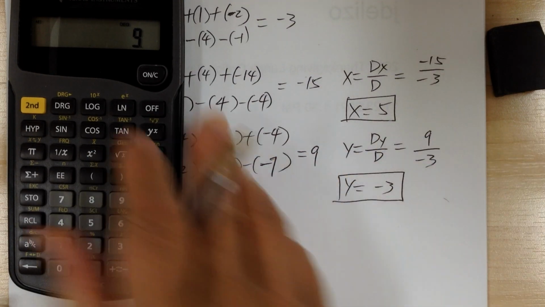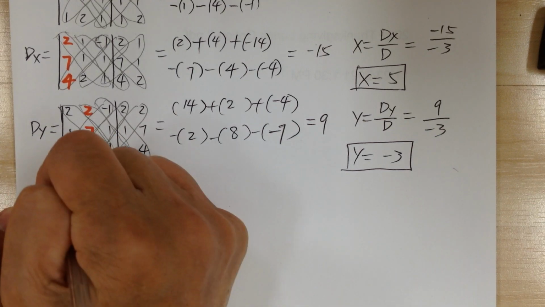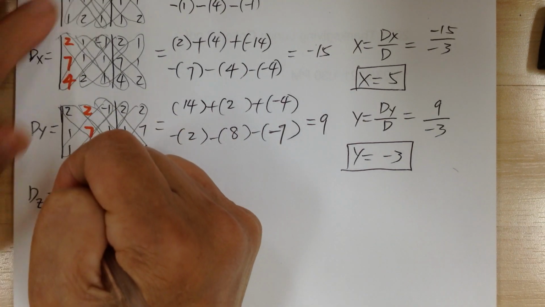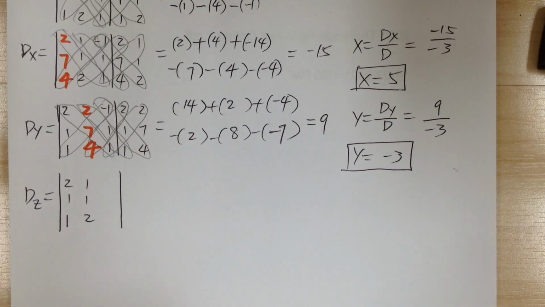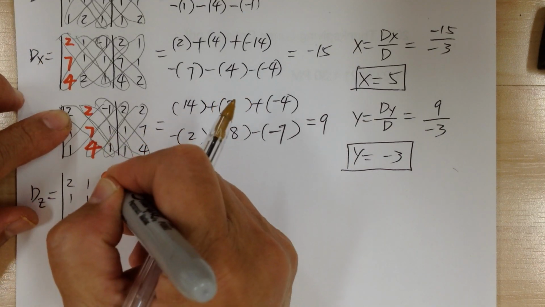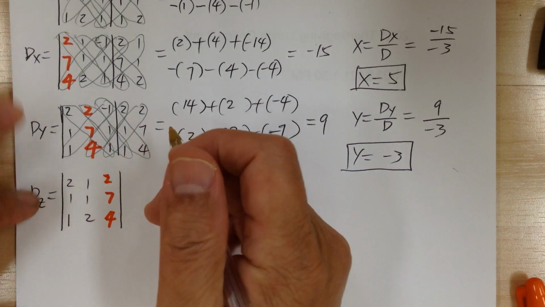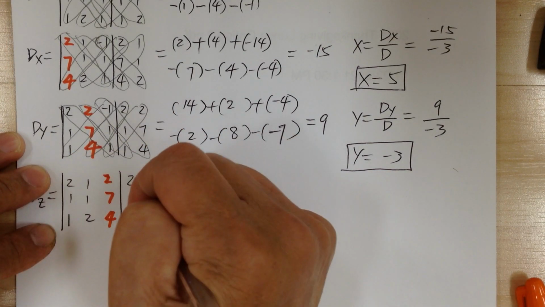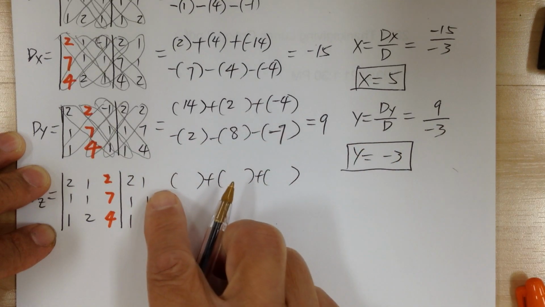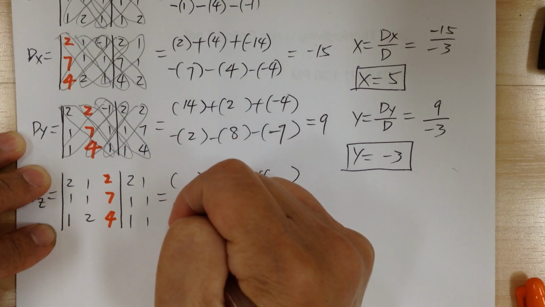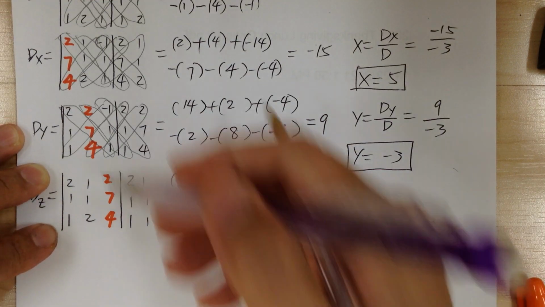Okay, now almost finished. So let's do the z. So dz. Again, you have to go back to your original. So it'd be 2, 1, 1, 1, 1, 2. And the third column you have to replace with 2, 7, 4. Okay, so now let's copy the first two columns. And let's go and do the diagonals. So you can notice again, I'm going to do all the plus, and you have the minus, minus, minus, right? Okay, let's do the diagonals.